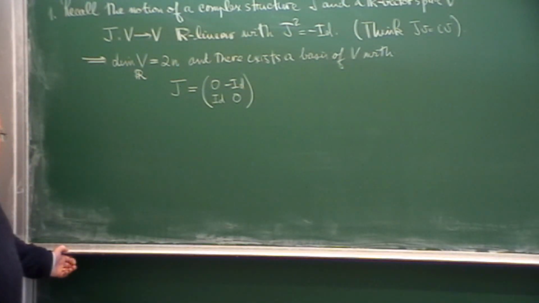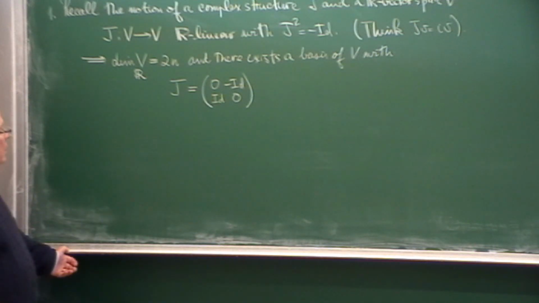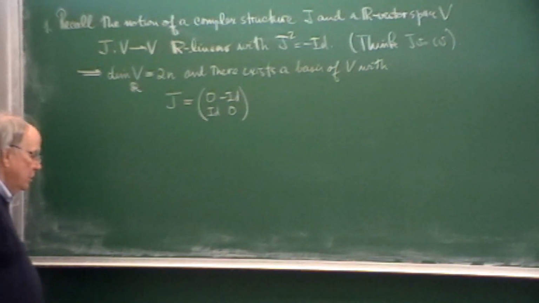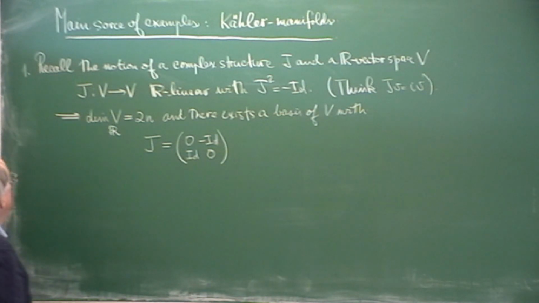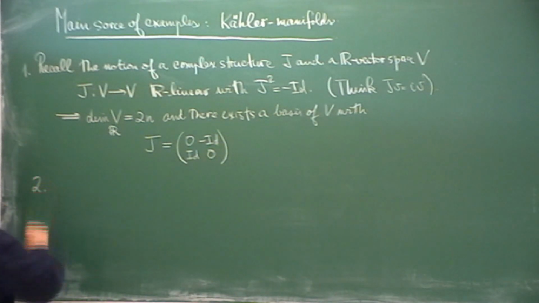So this has already appeared in these lectures. This is called a linear complex structure on this real vector space. A complex vector space is a real vector space with a complex structure. There are many complex structures. That's the first thing.